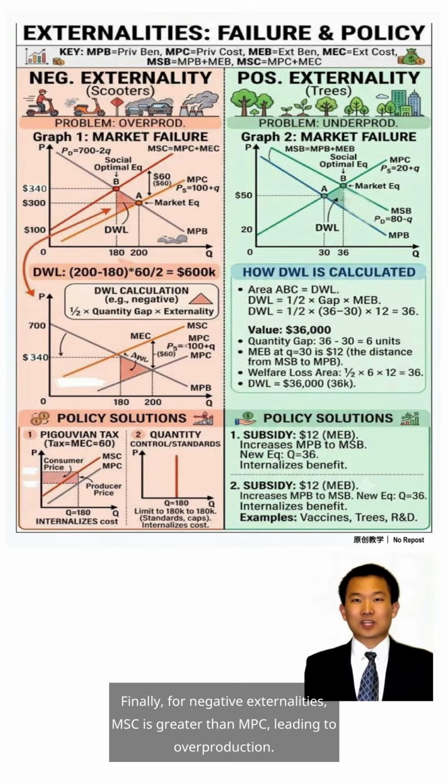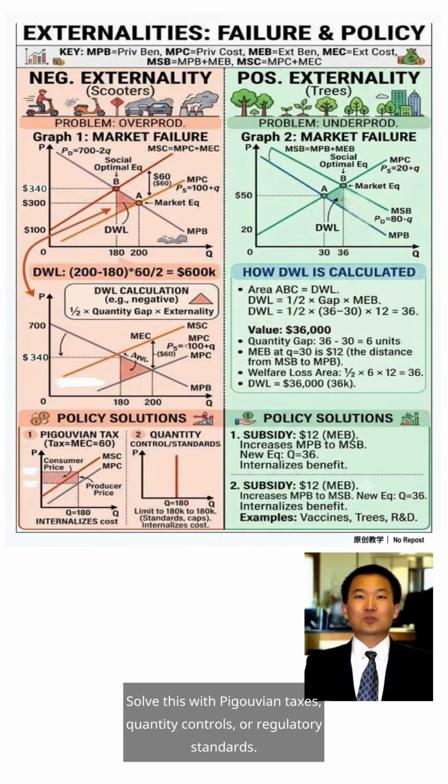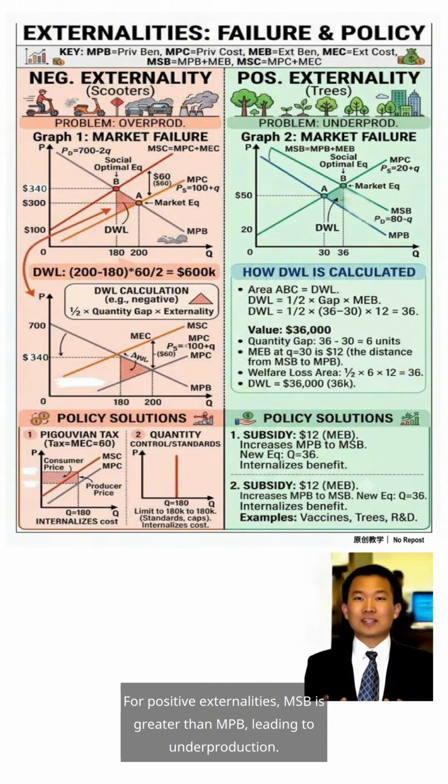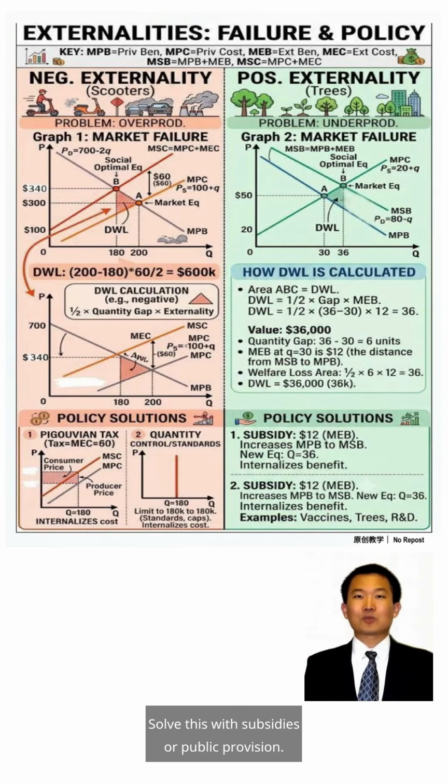Finally, for negative externalities, MSC is greater than MPC, leading to overproduction. Solve this with Pigouvian taxes, quantity controls, or regulatory standards. For positive externalities, MSB is greater than MPB, leading to underproduction. Solve this with subsidies or public provision.